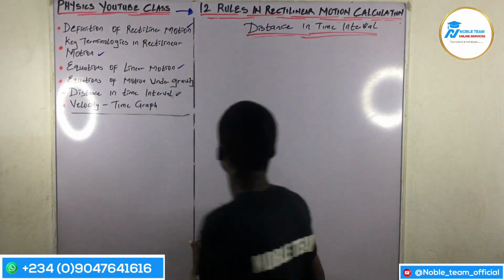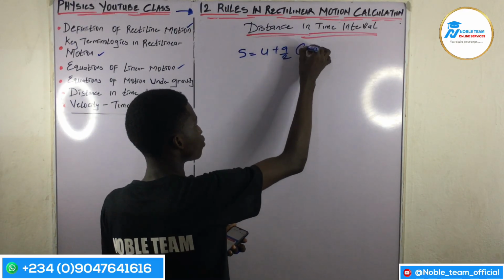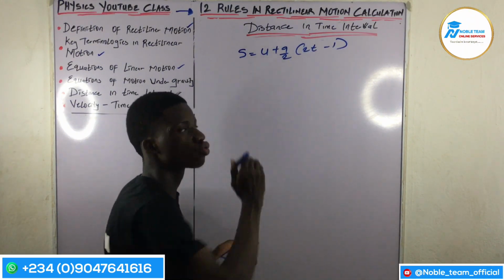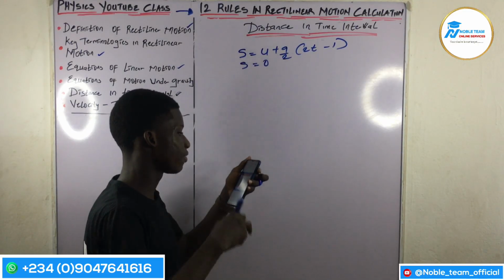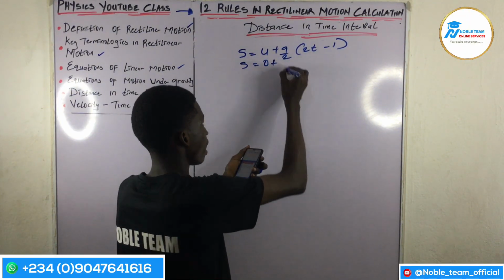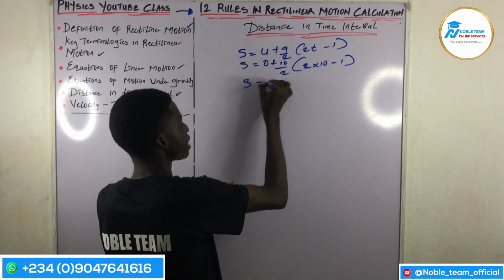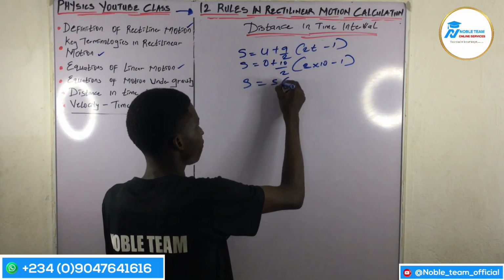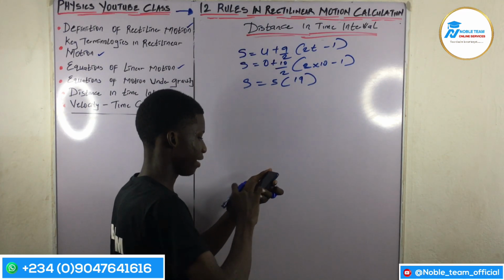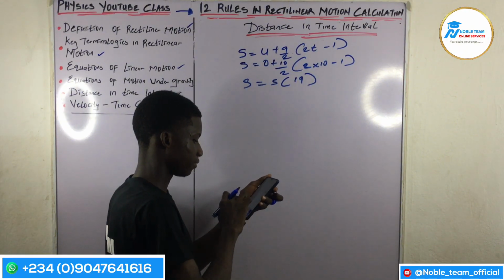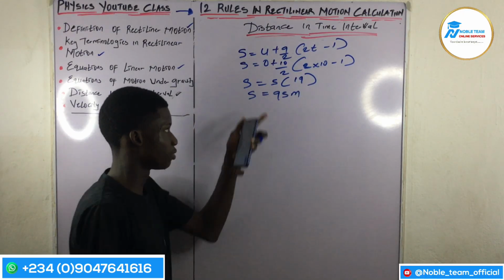Now let's solve this question. Remember we have s = u + (a/2)(2t - 1). Now let's use this to solve, and I'm also going to use the other shortcut. Here u is 0 because they said from rest, plus a is 10 divided by 2, times (2 multiplied by 10 minus 1). 10 divided by 2 gives 5, times (20 minus 1), which is 19. Then 19 times 5 gives s = 95 meters, because this is distance.